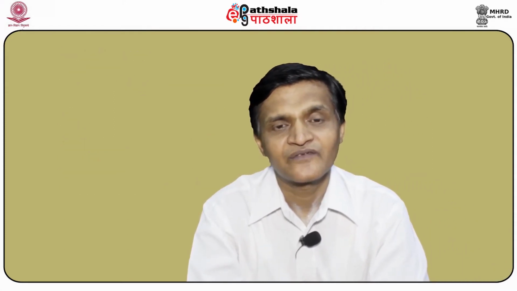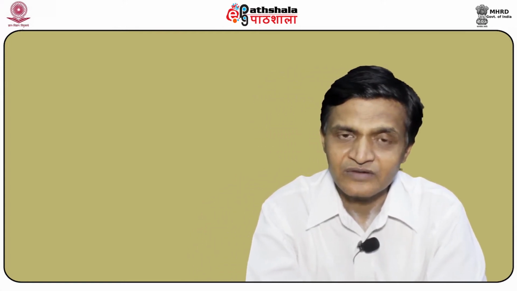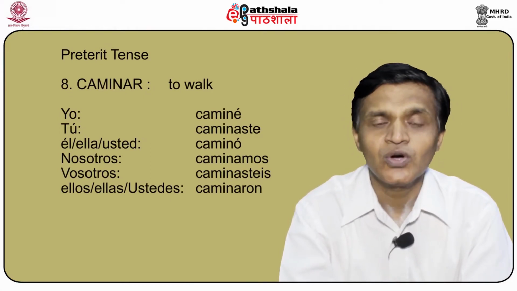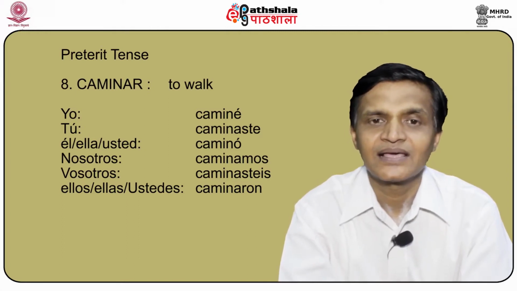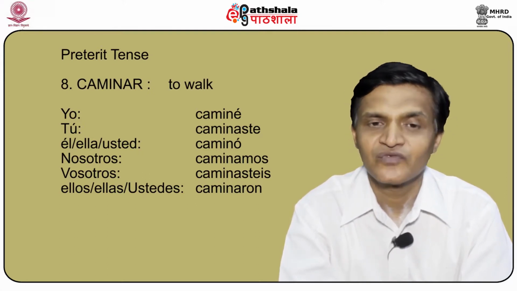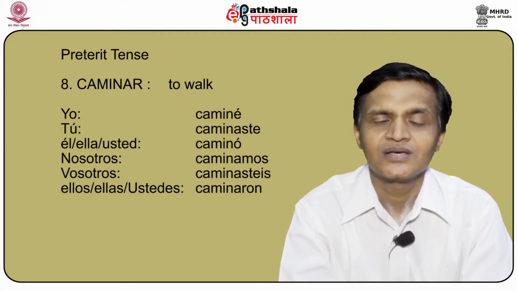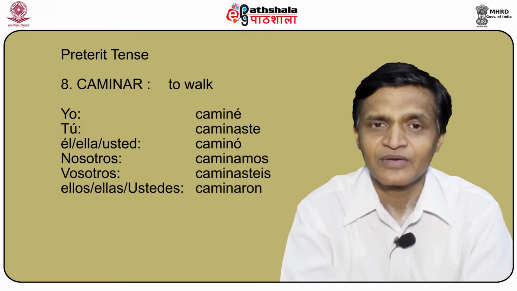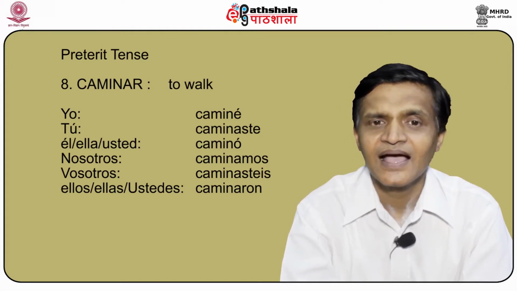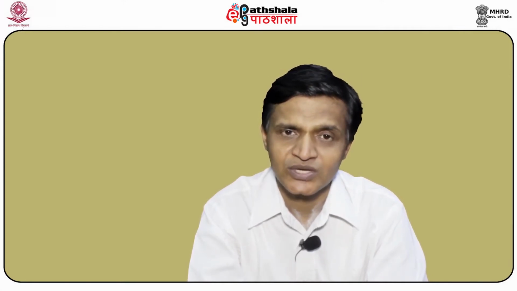Another AR ending verb which is conjugated in the same manner as all the AR ending verbs because it is a regular verb is caminar, which is to walk. Yo caminé, tú caminaste, él, ella, usted caminó, nosotros caminamos, vosotros, vosotras caminasteis, and ellos, ellas, and ustedes caminaron. So, I repeat, caminar in the preterit becomes caminé, caminaste, caminó, caminamos, caminasteis, and caminaron. It is very simple to learn all these verbs once you know how they are conjugated.